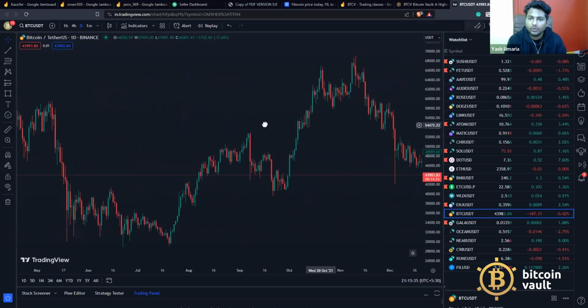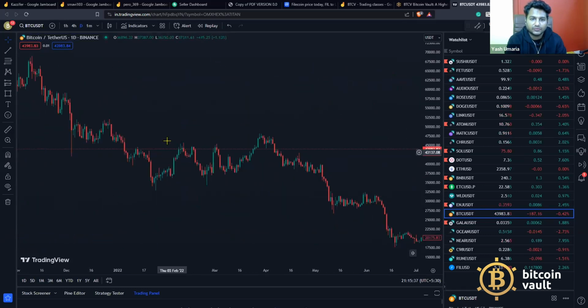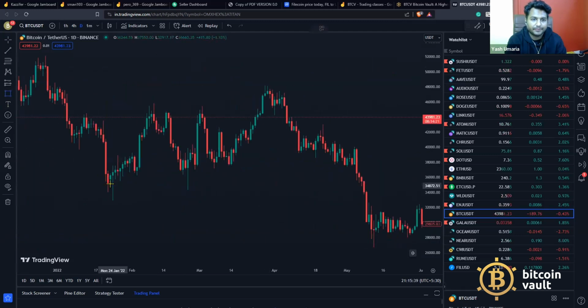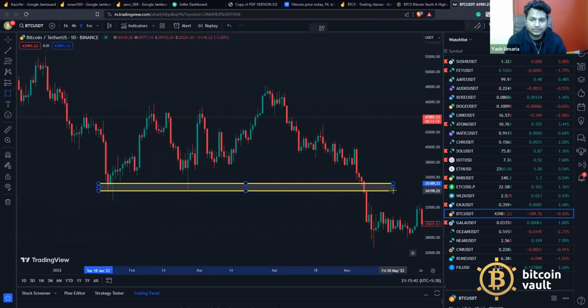If I talk about the latest market, this one is a good enough example. See this one. First attempt to break the support level, second attempt. In the third attempt, the market is able to break the support level and then the market went down.